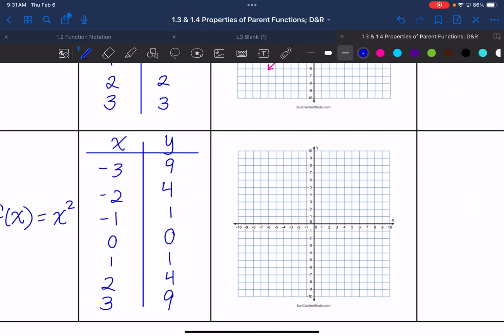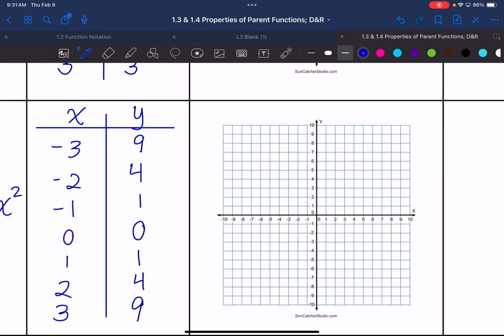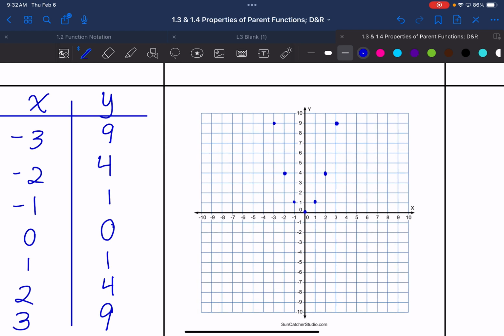And when you go to plot those mirrored looking points, you'll see at -3, I'm at 9. At -2, I'm at 4. At -1, 1, at 0, 0, and then I can just reflect across this axis. And it makes that U-looking shape.